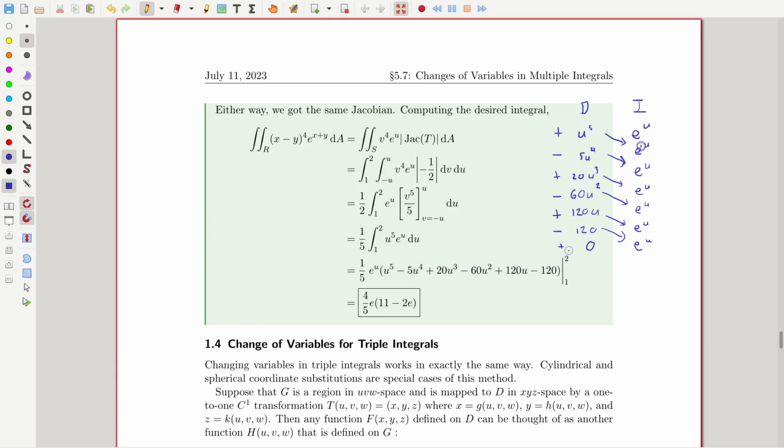So notice that all of the terms have e to the u, so I can factor that out. So I only need to really think about the signs next to these things. So u to the 5th minus 5u to the 4th plus u to the 3rd minus 60u squared plus 120u minus 120. Notice that that is exactly this polynomial here. And so that's how we got that. So we were able to do 5 integration by parts in just a table. That's the power of the DI method.